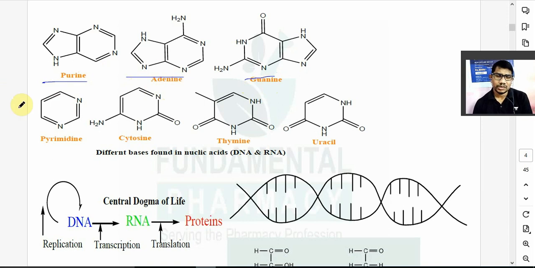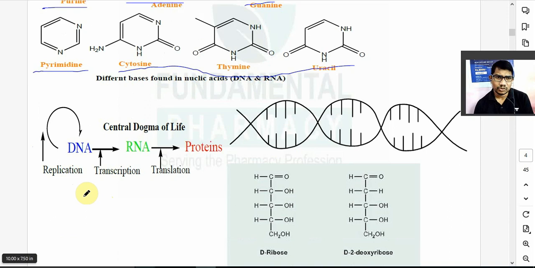Pyrimidine. Remember, purines are always numbered anti-clockwise. In pyrimidines, they are always numbered in the clockwise direction. Then we have seen what is meant by the central dogma of life. In the pyrimidines we have cytosine, thymine, and uracil. These three are the pyrimidines.